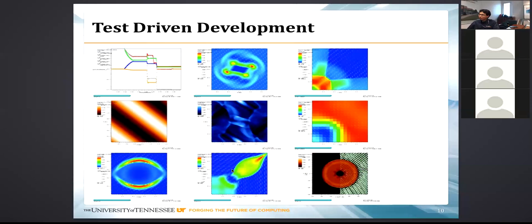So the code is test driven. We've tested our code with all kinds of test problems available in the literature for fluid and magnetofluid problems.